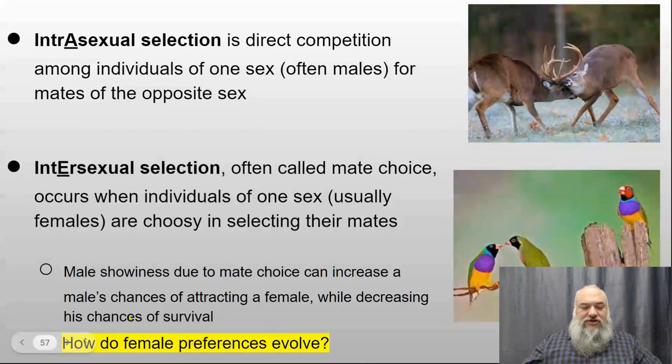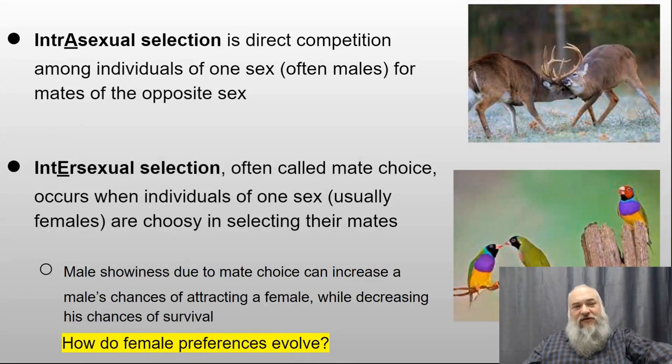And I kind of jumped the gun before, but how do females' preferences evolve? They likely evolve because males who can get the energy and survive and stuff, even with this showiness, so they can attract the attention of the female, yet they're still alive, they probably got some other good stuff going on.